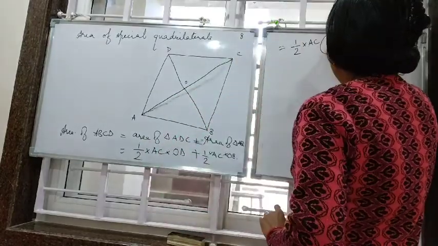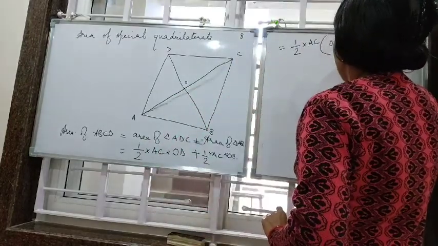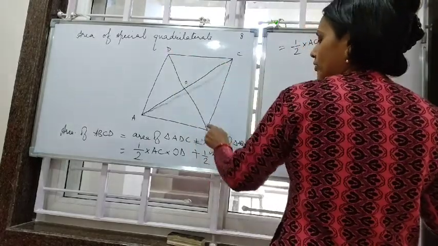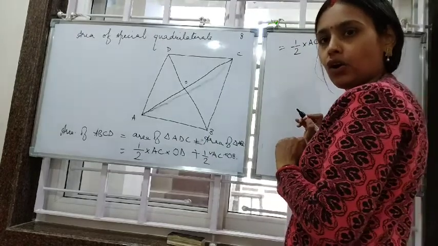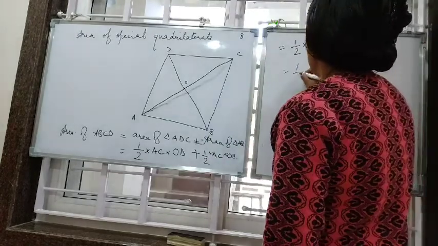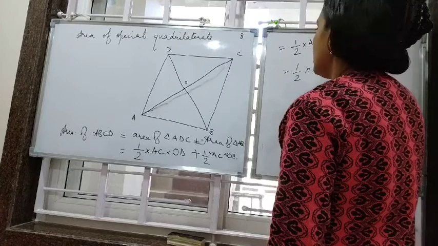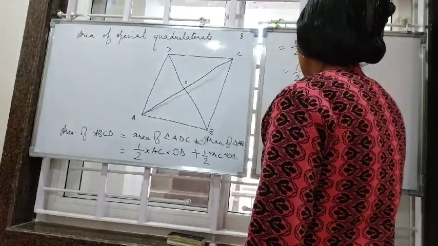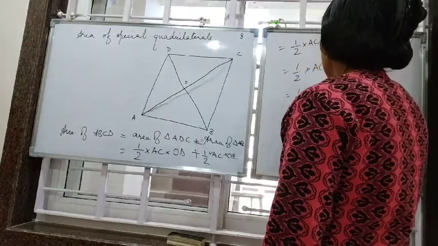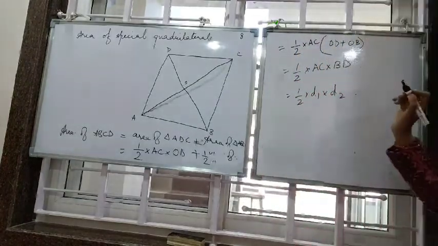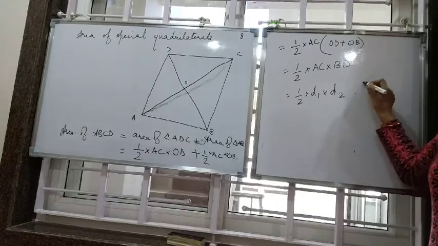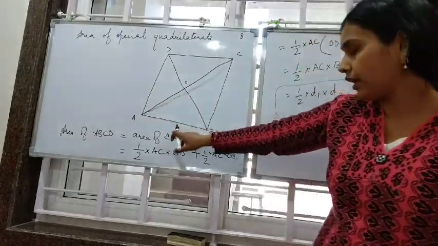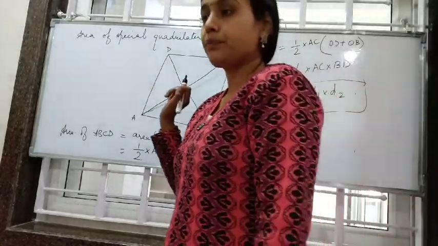Now, OD plus OB. What is OD plus OB? It gives us BD, or you can say DB. Yes. So half of AC into BD. Now what is AC? Diagonal. So half of D1 into D2. Got it? So this is how we find out the area. This is the formula for finding the area of special quadrilaterals.